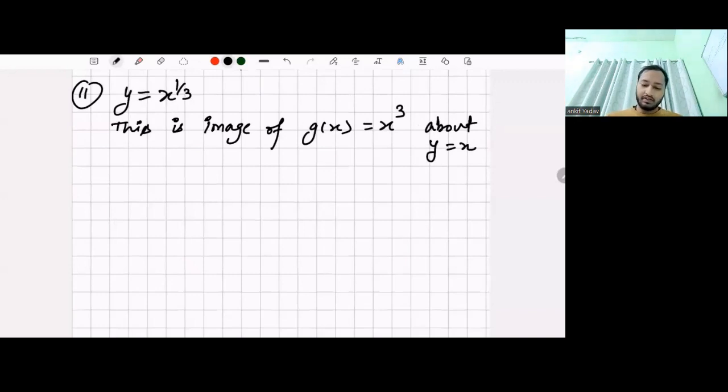ठीक है. देन इसका डोमेन क्या है? इस फंक्शन के अंदर आपको डोमेन is real numbers and range also real numbers. ठीक है. तो इसका ग्राफ किस तरीके का बनेगा?